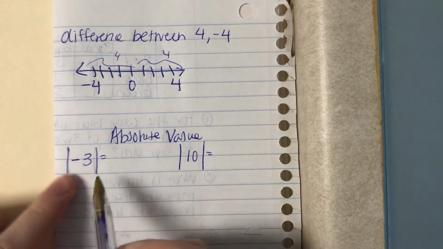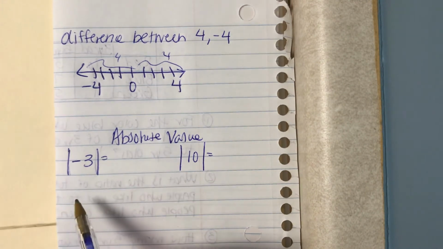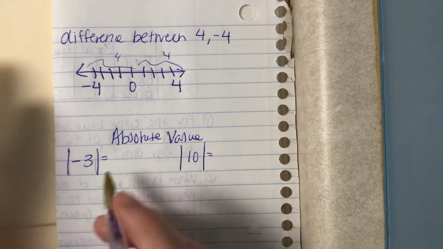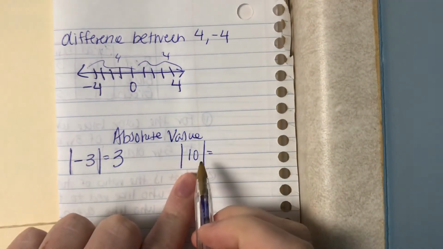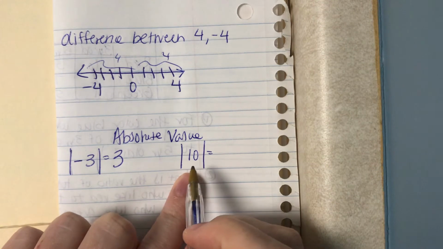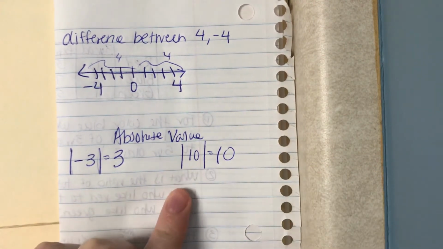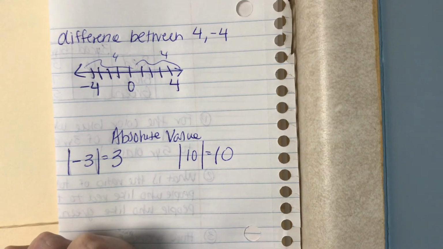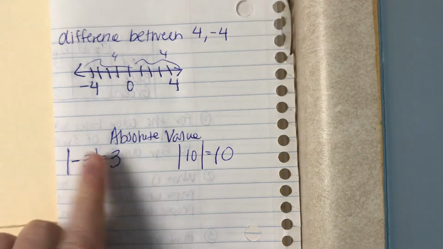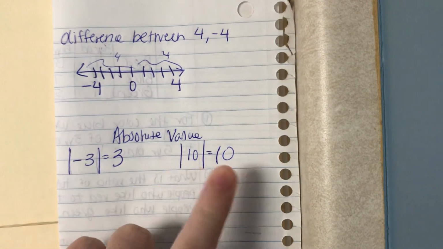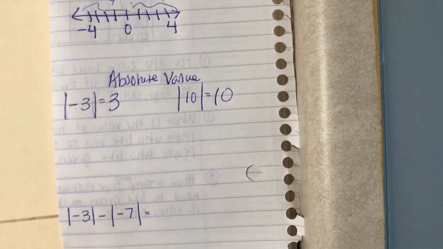Okay? So the absolute value of negative 3 is basically asking how far away from 0 is negative 3. So the absolute value of negative 3 would just be positive 3. Absolute value of 10 is asking how far away 10 is from 0 on the number line. So it's 10 spaces away. Basically all those absolute value bars do is turn the inside positive. So if it's negative, it turns positive. If it's positive, it stays positive. Okay, so let's look at some expressions here.